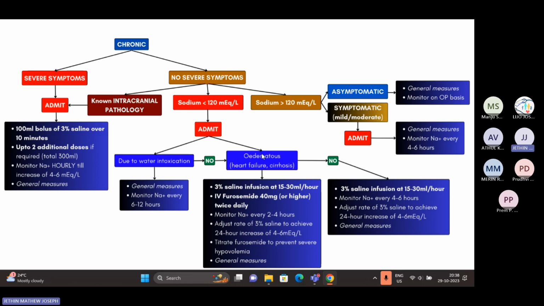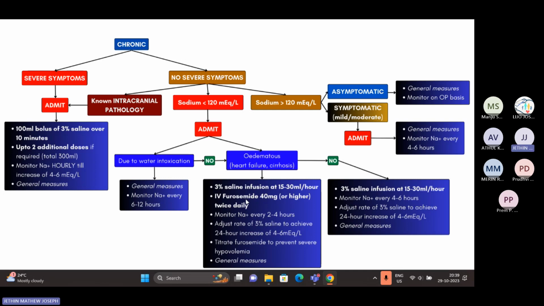Say if the patient is edematous, if the patient is in heart failure or has cirrhosis, then the protocol is 3% saline infusion at 15 to 30 ml per hour. I think if you give your 100 ml of 3% saline at this rate, it will be around 3.5 to 6 hours. So that is the rate for chronic hyponatremia, no severe symptoms, but sodium is less than 120. So degree of reduction of sodium is severe and patient is edematous. So you start 3% saline at 15 to 30 ml per hour.